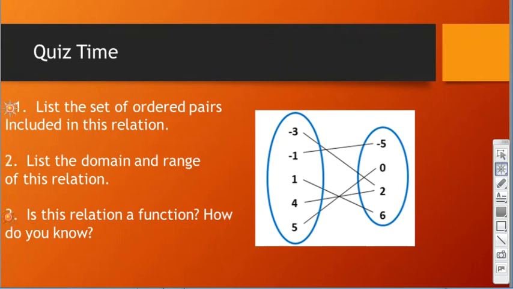So the first question says, list the set of ordered pairs included in this relation. Okay, so you've been given a relation here. This is your domain. This is your range. Okay, so for question number 1, you're going to list this as a set of ordered pairs. For question 2, you're listing the domain and range. And for question number 3, is this relation a function? And how do you know? Okay, the how do you know part, that is an important part of your quiz. Okay, so is this relation a function? You're going to say yes or no, and how do you know?